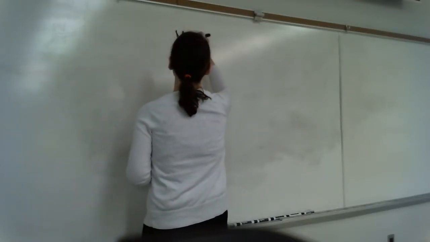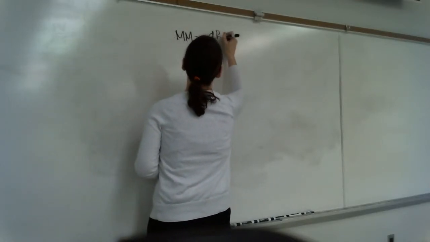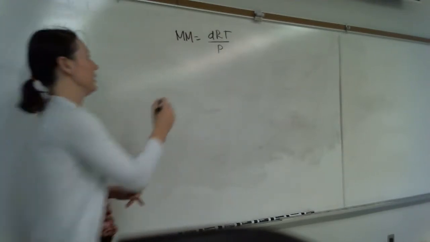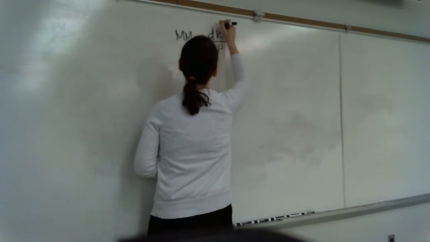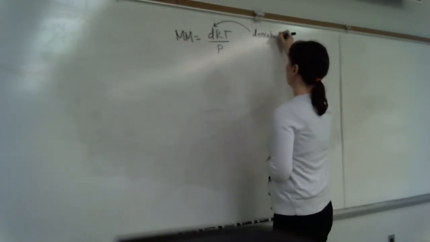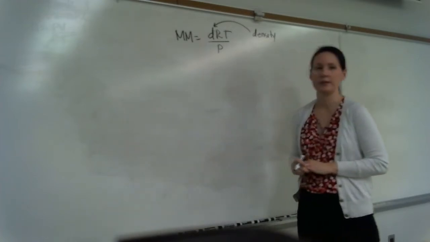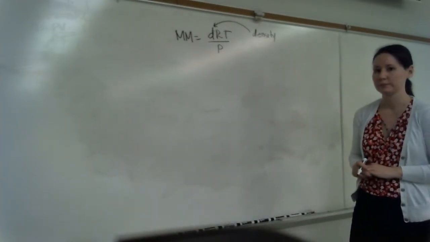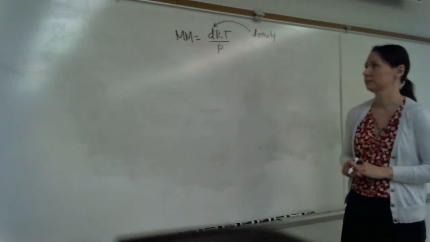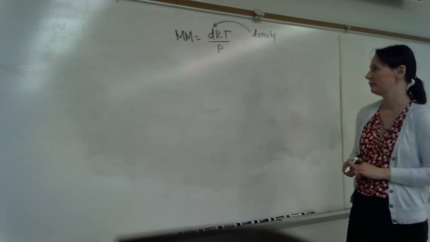Molar mass is equal to dRT over P. That's a D, where D stands for density. And then R and T and P are the same as in the ideal gas law. Okay, that's molar mass.